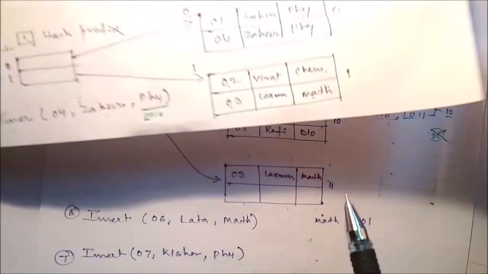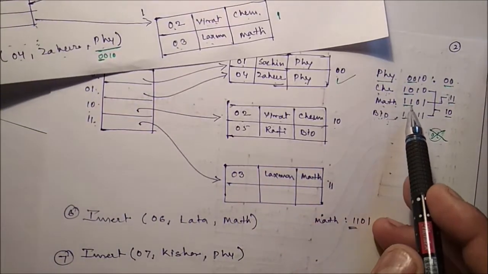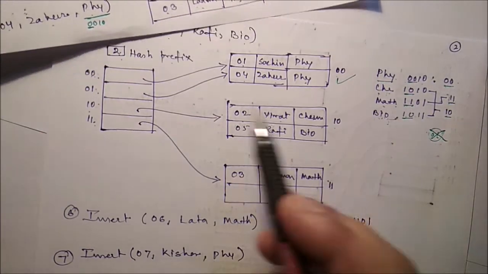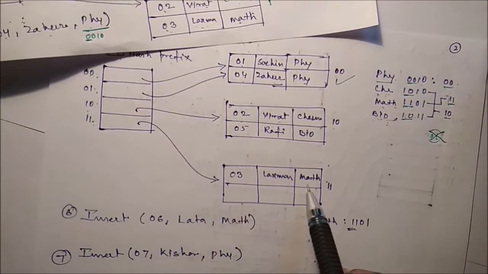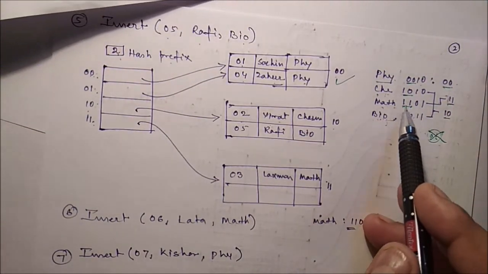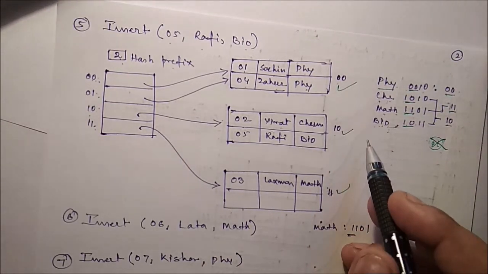Next is what? One more data is there, that is 0 3 Lakshman maths. So for maths, the initial two bits are 1 1. So in 1 1 we have to store 0 3 Lakshman maths, because for the maths subject these two are 1 1. So that's why you store here. Are you getting this one?